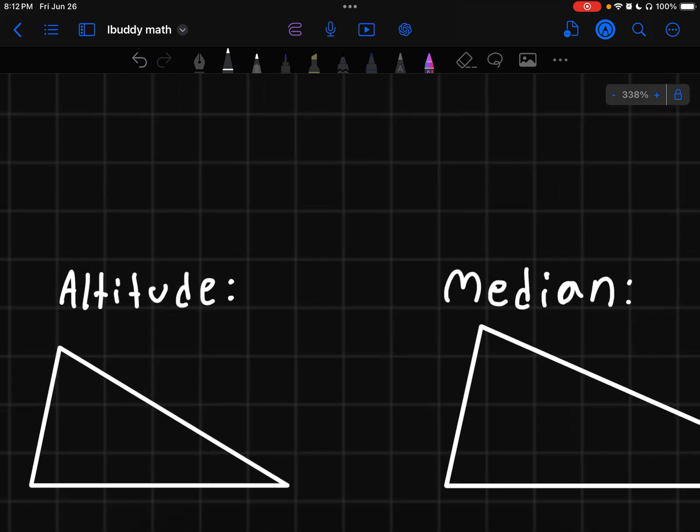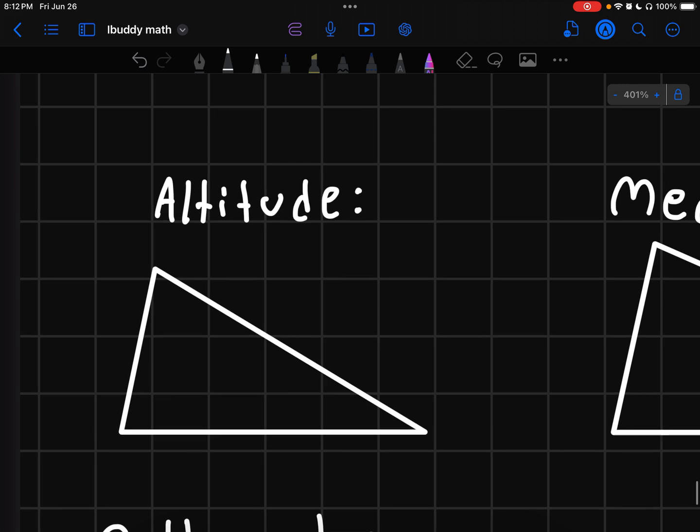So first we have altitude. An altitude is a line segment from the vertex of a triangle to the opposite side at a 90-degree angle. So it would be like this, 90-degree angle like that.